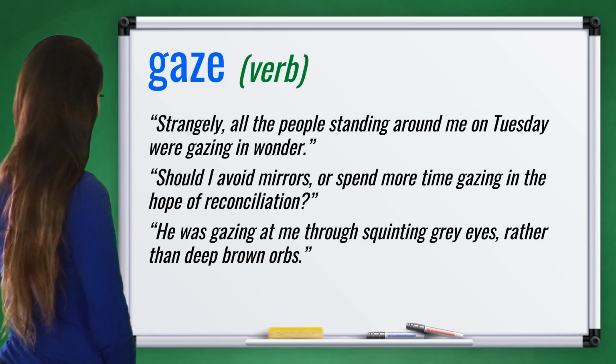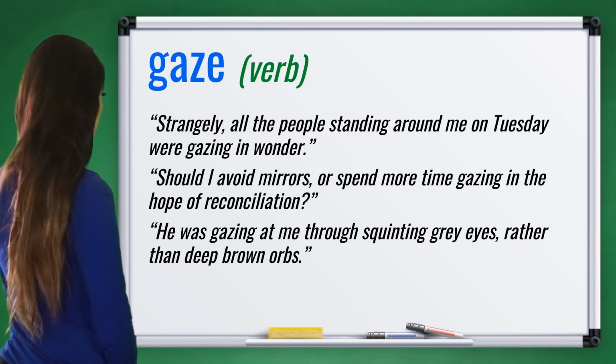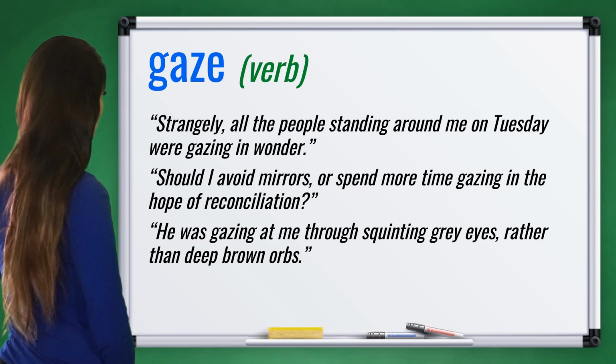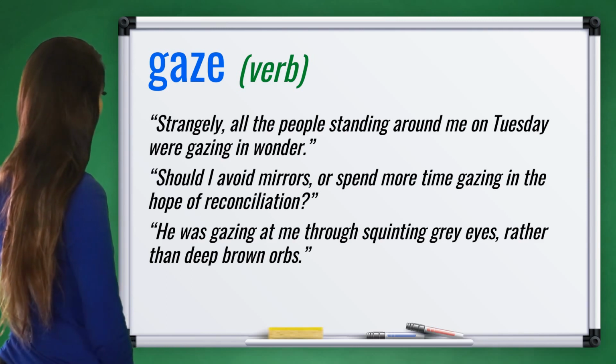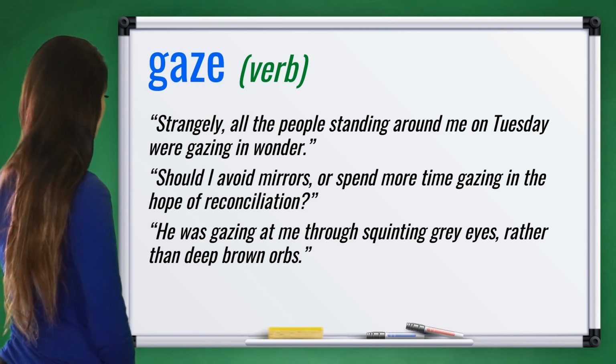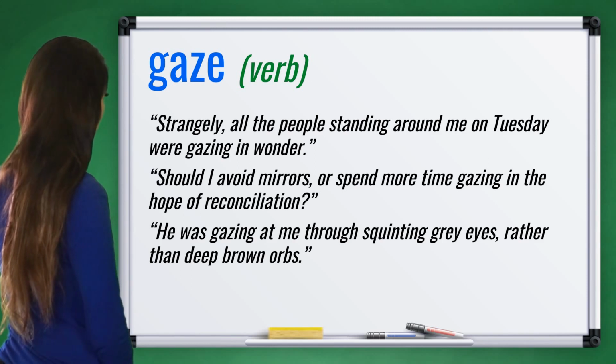The third exemplar. He was gazing at me through squinting gray eyes, rather than deep brown orbs. Now, repeat after me. He was gazing at me through squinting gray eyes, rather than deep brown orbs.